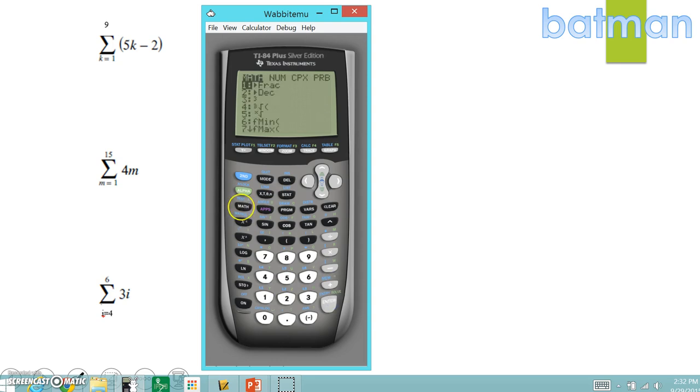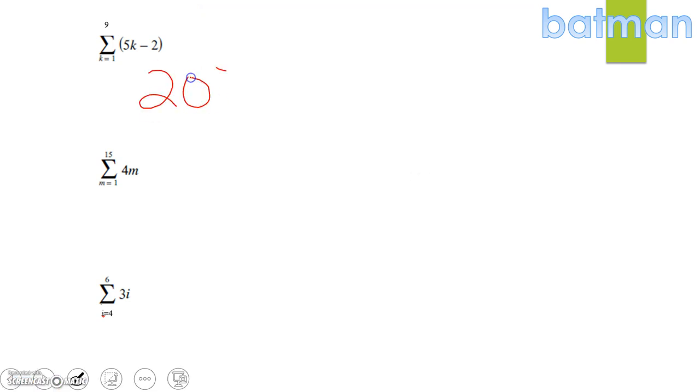I'm going to do the other one while I have this up. Math 0. This has m this time, so I just use x. I put 15 up top, and just 4x. I get 480. Let me do the last one. It says i, but again, you're just going to use x, not the i button. Again, 3x. And I get 45. So it was 207, 480, and 45.